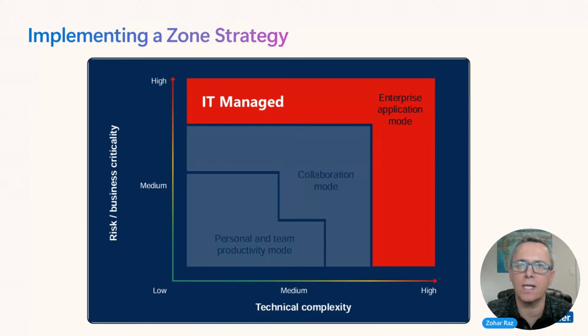And then last is the red zone. This is the IT managed zone, where production agents that end up in the tenant catalog, like Aisha mentioned, would be in IT managed environments.